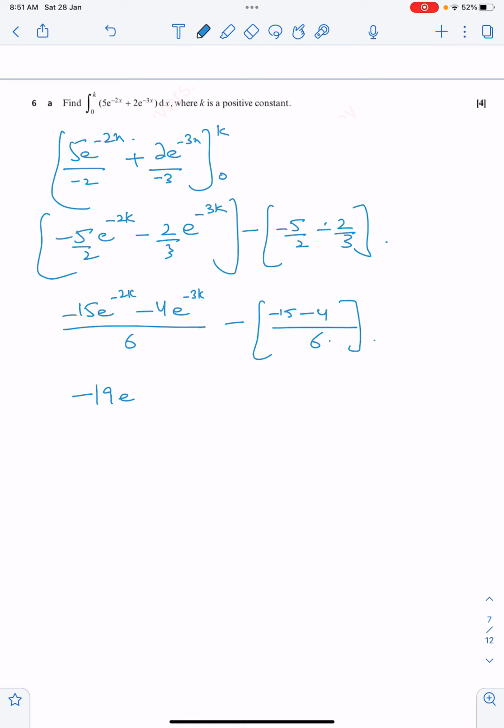Okay, the final answer which we will be getting here: we can take out 1 upon 6 as common, since 6 is in the denominator overall. I'll be left with minus 15e^(-2k) minus 4e^(-3k), and this was minus 19, so it's plus 19. Okay, this is the final answer.